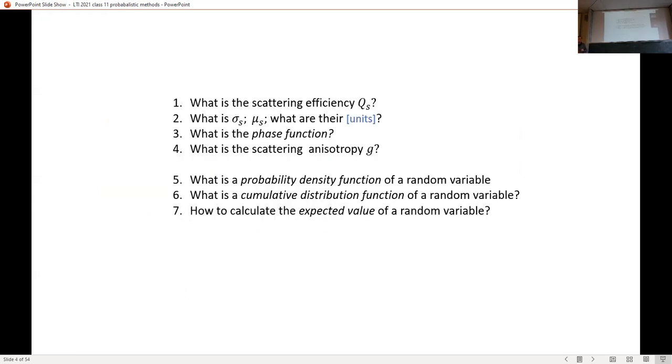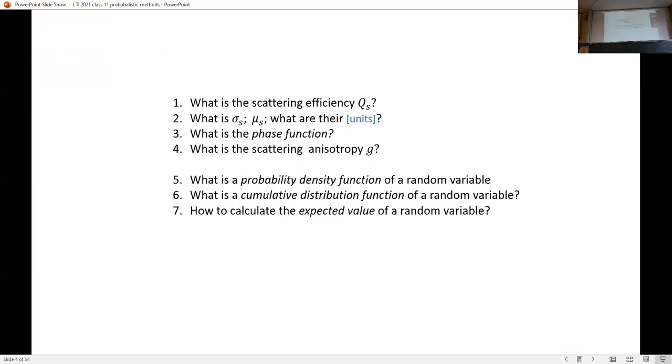So a few questions for you, just to warm things up and to get some idea of what we're going to talk about. Who remembers what the scattering efficiency is? Just not a formal definition, but just a colloquial definition. What was the scattering coefficient? How much power is scattered over the power that comes in of light.